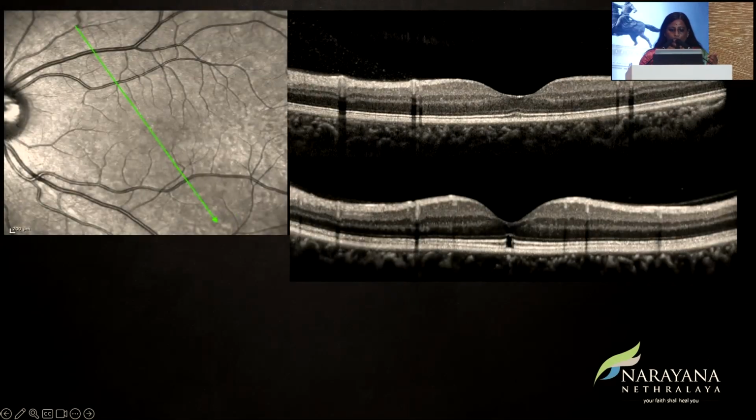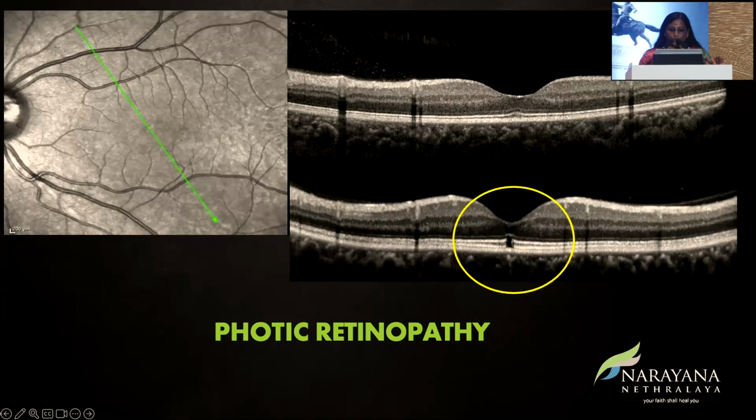Here, look very carefully, it looks normal, but you can see a slight split there, right above the RPE, that denotes a photic retinopathy. So sometimes it's important. Some people may have blurred vision because of this.